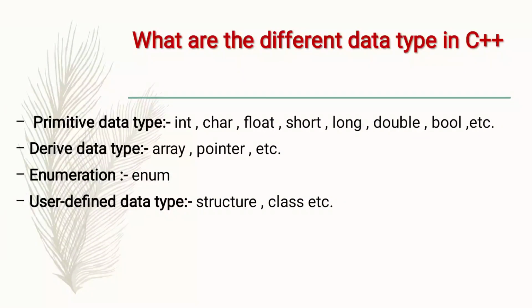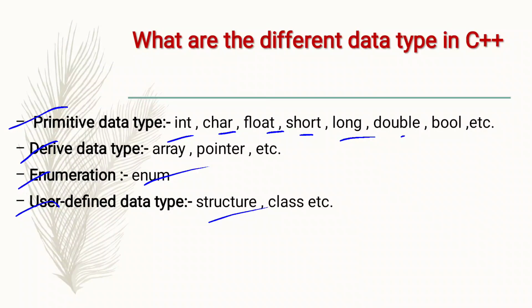So the next question is, what are the different data types in C++? The answer is primitive data type, derived data type, enumeration, and user defined data type. Okay. Int, char, float, short, long, double, these are the primitive data types. Array and pointer are derived data types. Enum, structure and class are user defined data types. Okay, so a cross question can also be asked here, like what is the size of int, what is the size of char, what is the size of long, and a question like what is a primitive data type and a derived data type. So you should know the answers to all these questions.